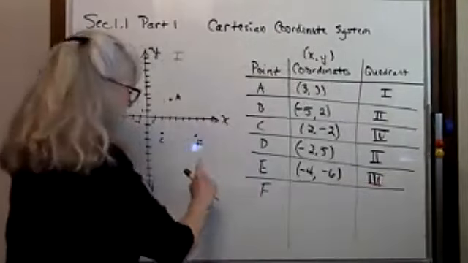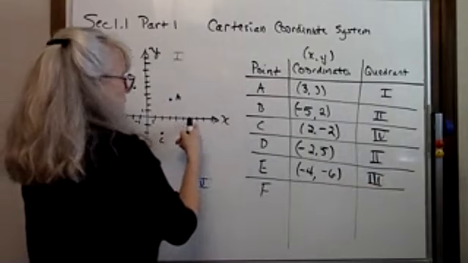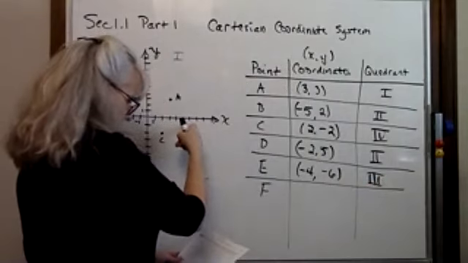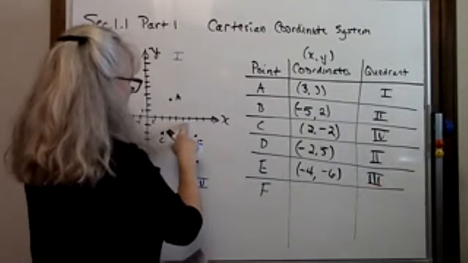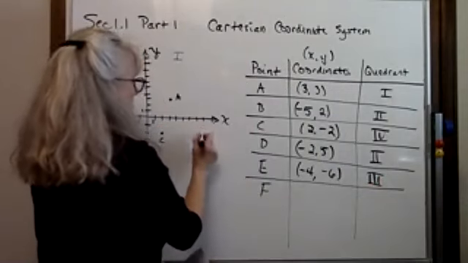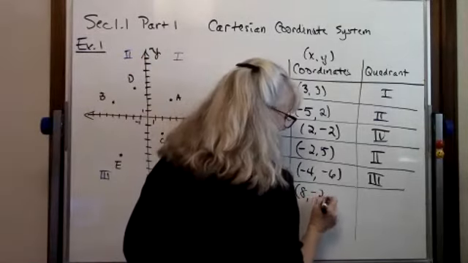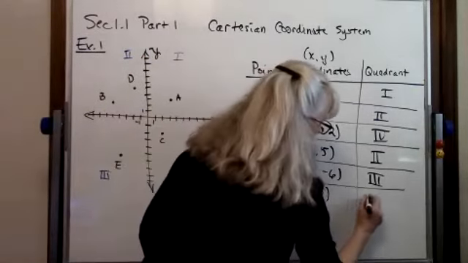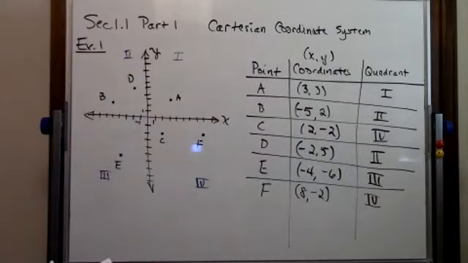And finally, point F, which is over here. We'll count it off as 1, 2, 3, 4, 5, 6, 7. Checking to make sure it's actually at 8. So 2, 3, 4, 5, 6, 7, 8, and then down at negative 2. So just to match the handout itself in case you're looking at the handout. And that's in quadrant 4. Okay, so we've successfully matched up the coordinates of those points and the quadrants they're in.